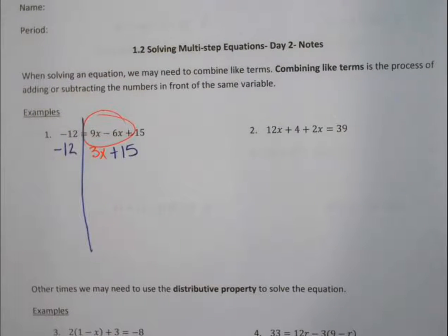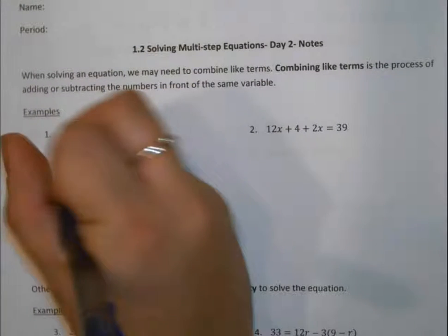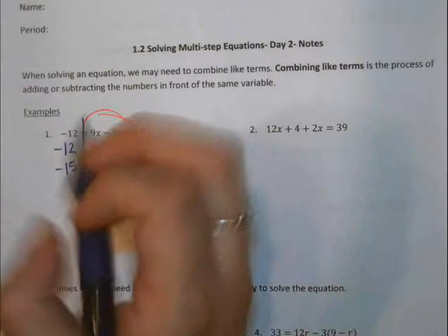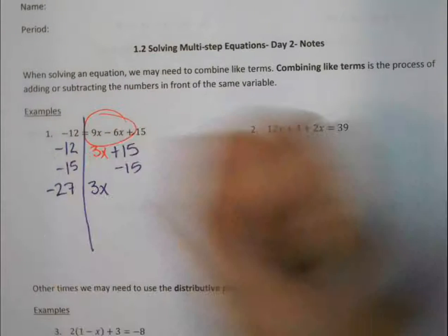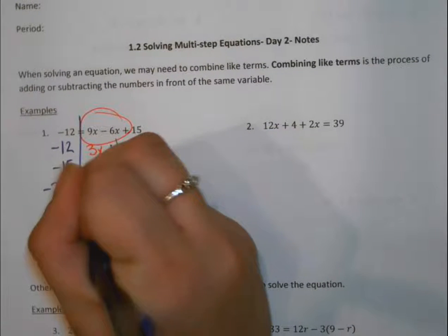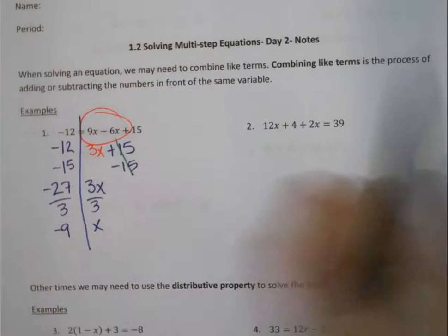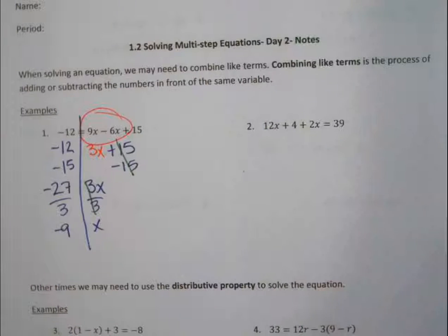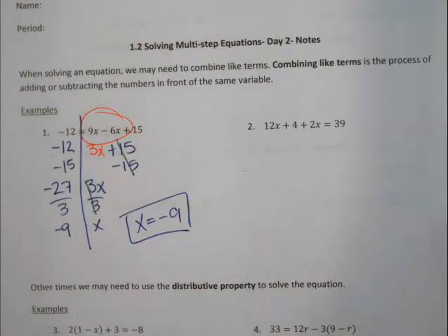Then I want to go ahead and solve this, so I am going to start by doing the opposite of adding 15, which is subtracting. So I subtract 15 on both sides. I get negative 27 on the left. 3x stays the same, but now my 15s will cancel out. And I want to go ahead and divide by 3 on both sides. Negative 27 divided by 3 is negative 9. 3x divided by 3, the 3's cancel out, so I'm left with x. And the final answer here is x equals negative 9.